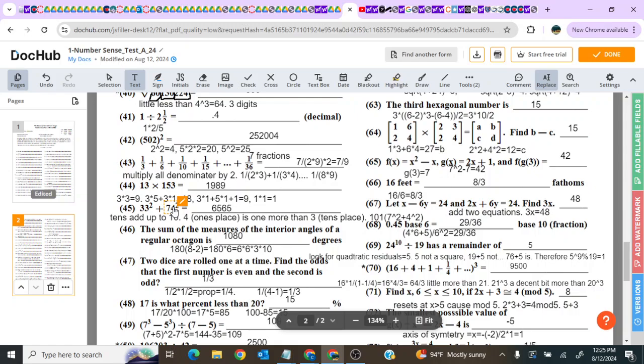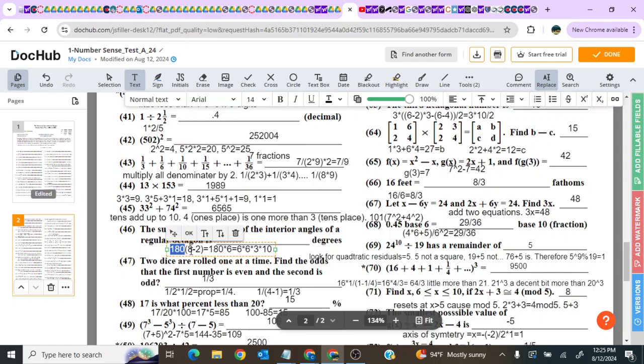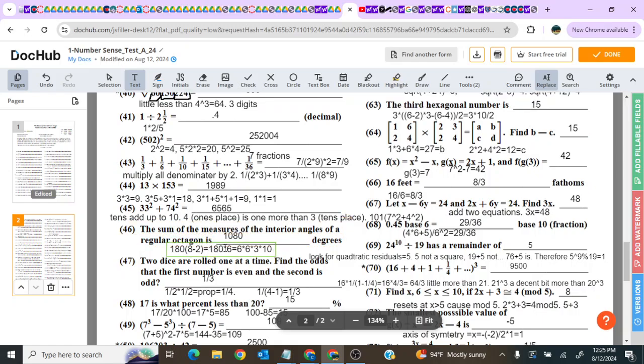The sum of the measures of the interior angles of a regular octagon is how many? Well, the sum of interior angles of a polygon is 180 times the number of sides minus 2. 180 times 6, 6 times 6 times 3 times 10, if that makes things easier on you. 1,080 degrees.